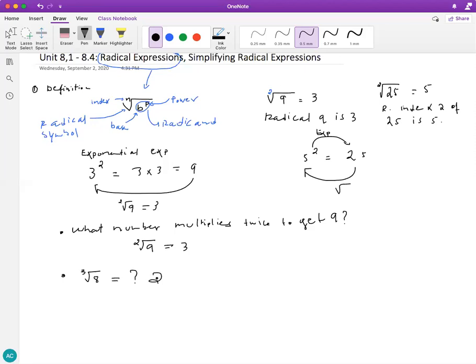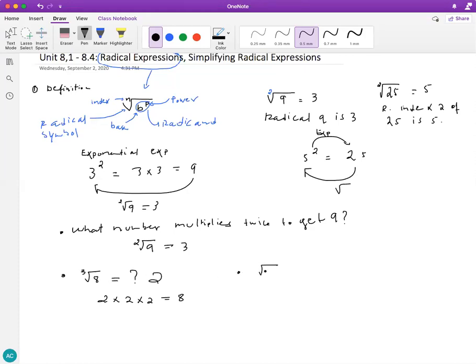Let's see if we multiply this by itself 3 times. 2 times 2 times 2 is in fact 8. Why 3 again? Because of the index. That applies to any index. Just think of it this way to find the number you're looking for.